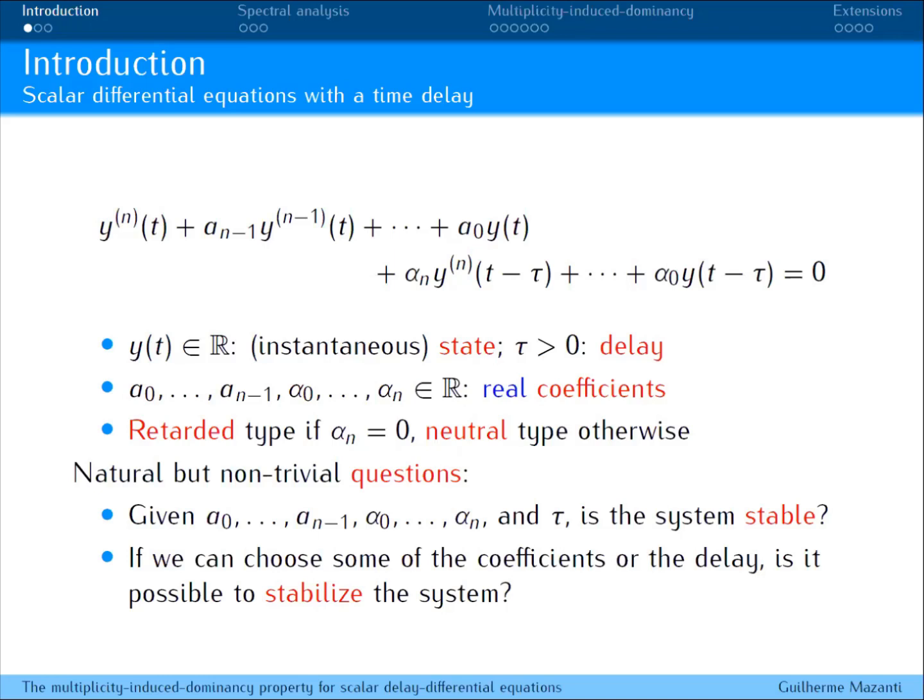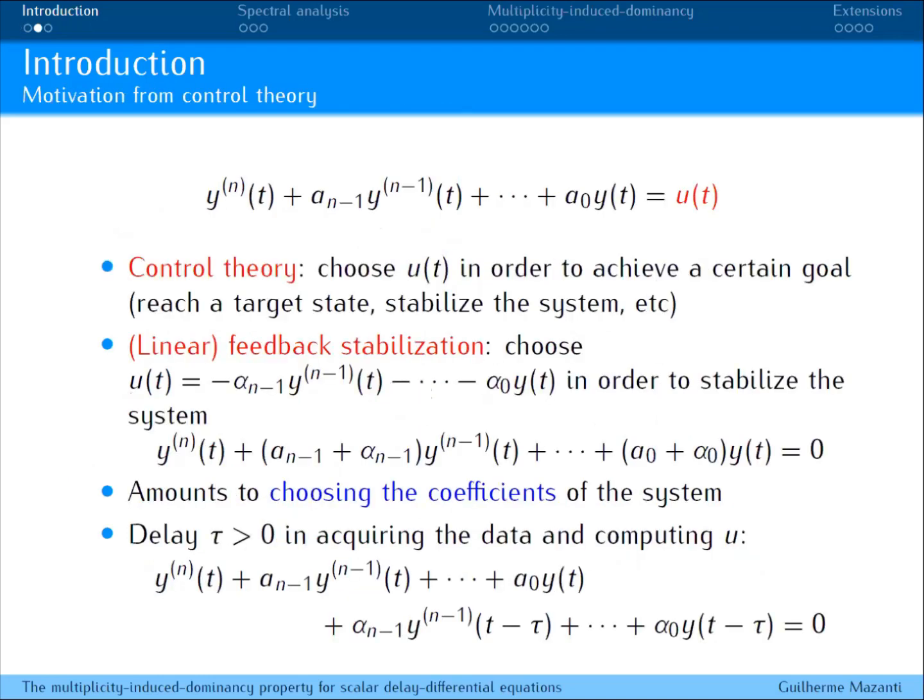and possibly with a prescribed rate? The motivation for me is from the point of view of control theory. In control theory, you usually have a differential equation or a system of differential equations in which you have a certain function, a control, that you can choose. You can choose this function u, and the question is, we want to choose this function u in order to achieve a certain goal.